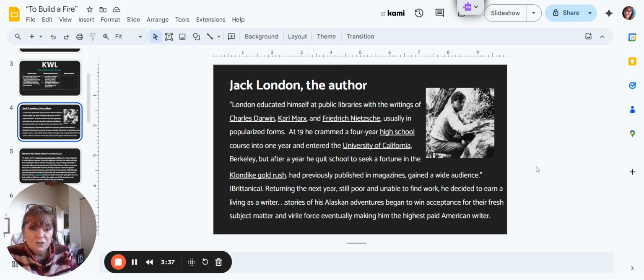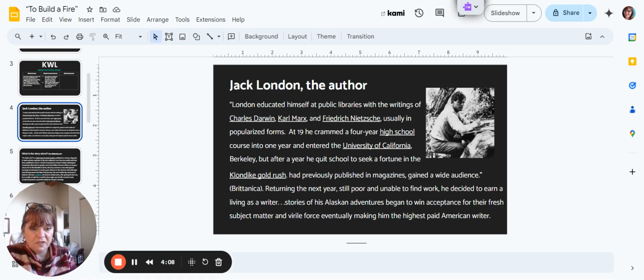And then at 19 years old, I thought this was interesting, he crammed a 4-year high school course into 1 year and went on to go to Berkeley, which is a prestigious university in California. But then he quit school to seek a fortune in the Klondike Gold Rush. And I will get you a set of these slides so that you can click on these live links and find out more about Darwin, Marx, Nietzsche, the Klondike Gold Rush. All of those things are important in understanding the story.